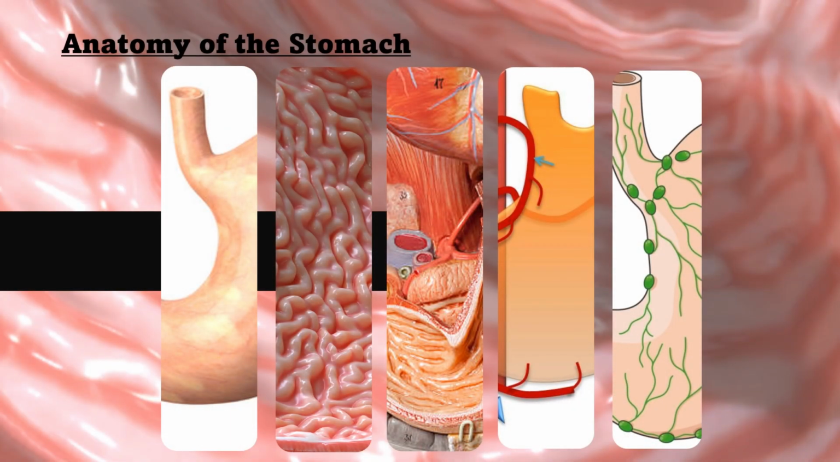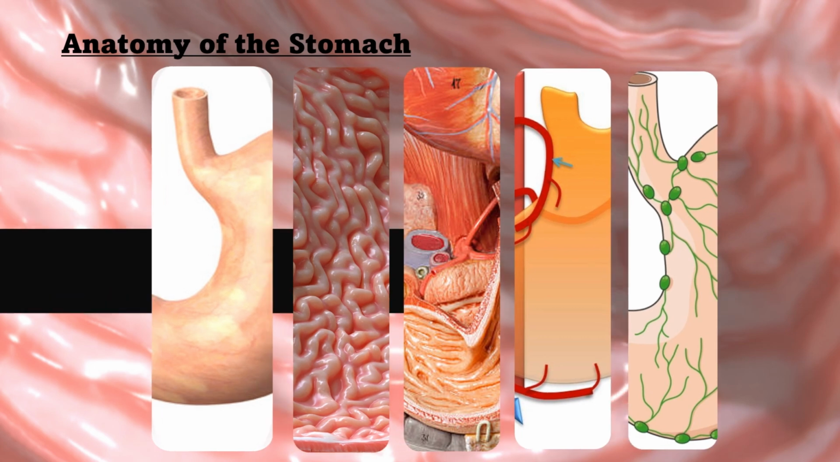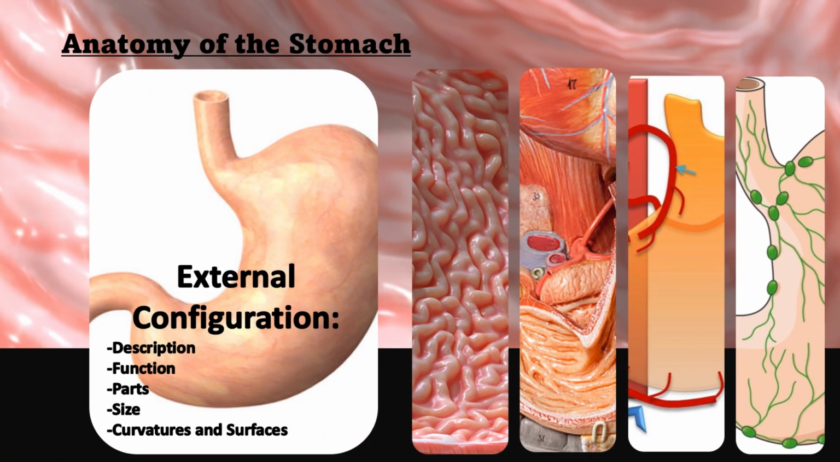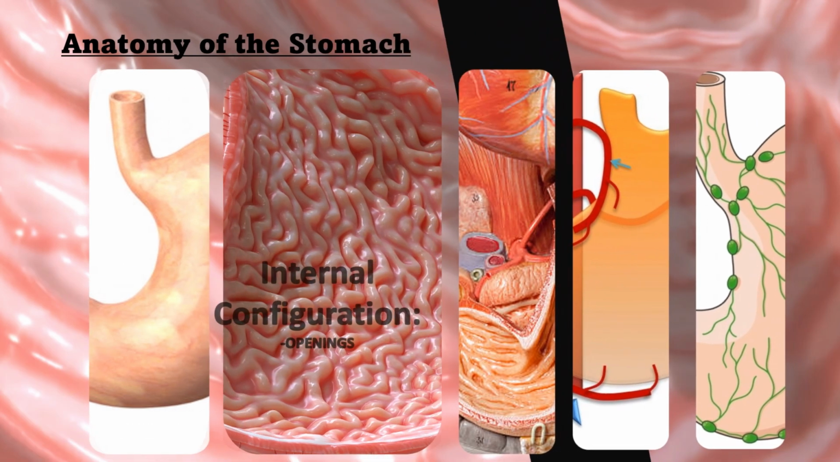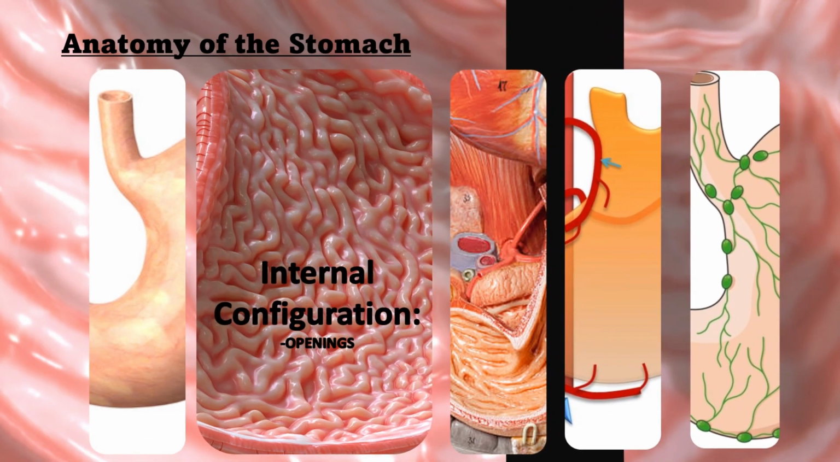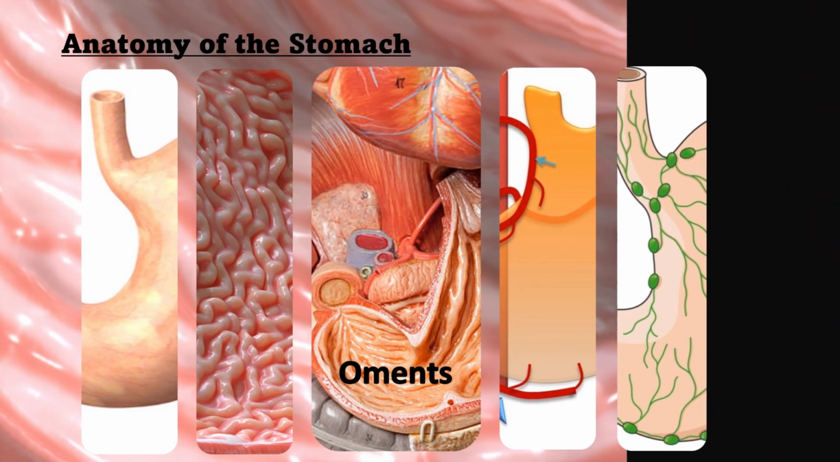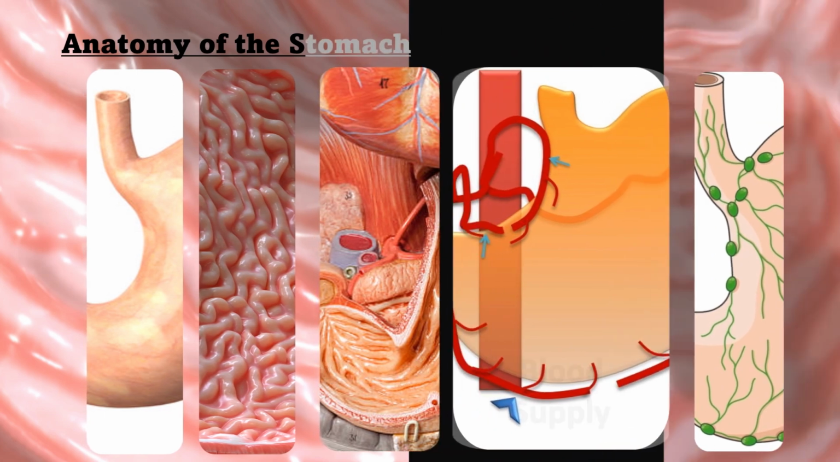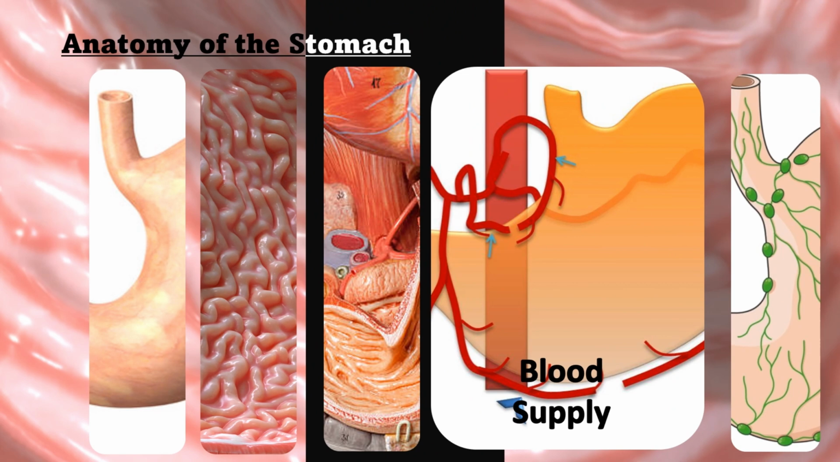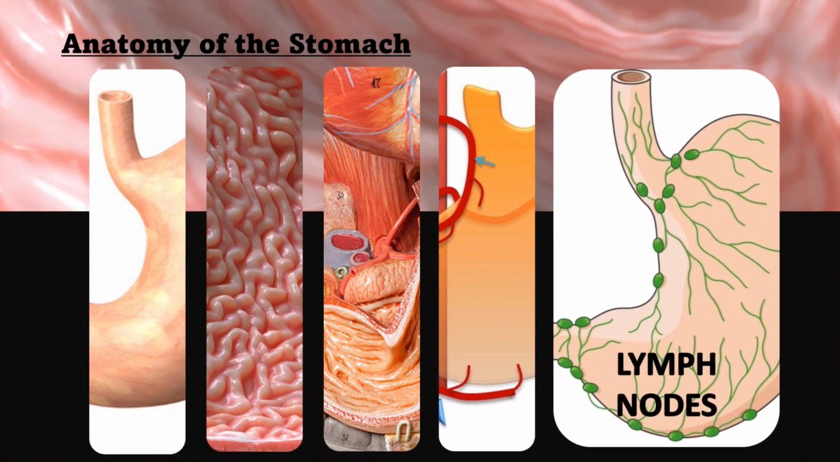In this video, we will talk about the external configuration: the description of this organ, the function, the parts, the size, the curvatures, and the surfaces. Also the internal configuration, that is the openings, also the omenta, and the blood supply, every artery that supplies the organ, and also the lymph nodes.